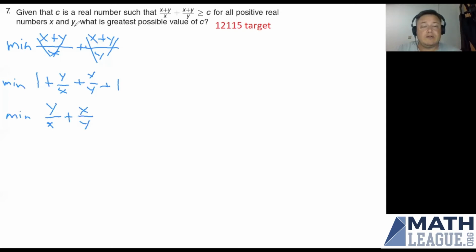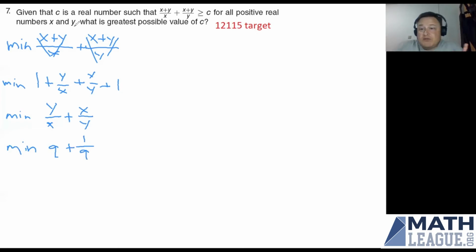All right, so what we need to do is minimize this sum of two fractions. Well, notice that those fractions are reciprocals of each other. So what we really want to do, we can just replace it by calling y over x q, and calling x over y the reciprocal of q, right? So we want to minimize q plus 1 over q.